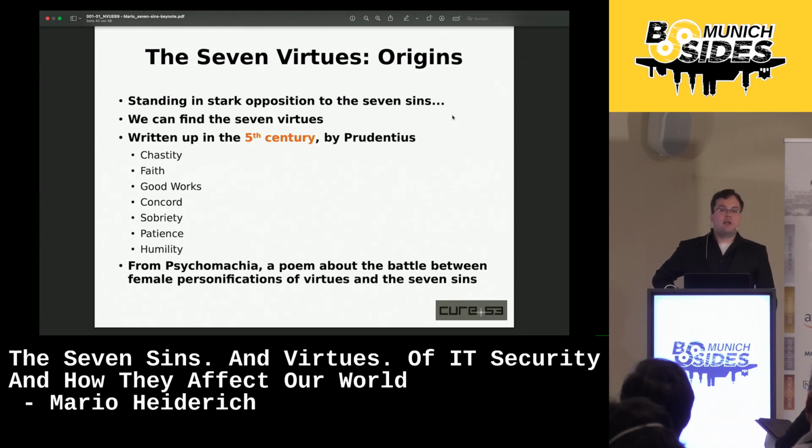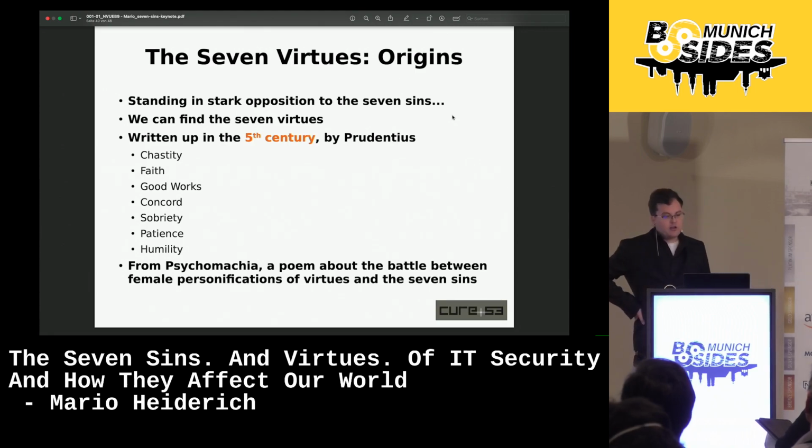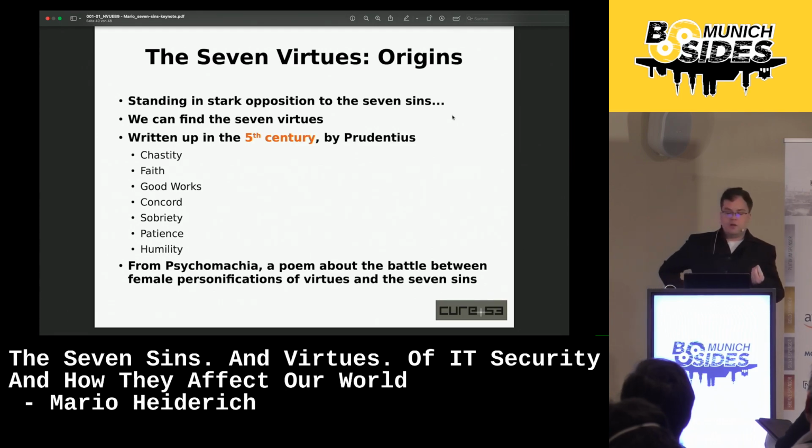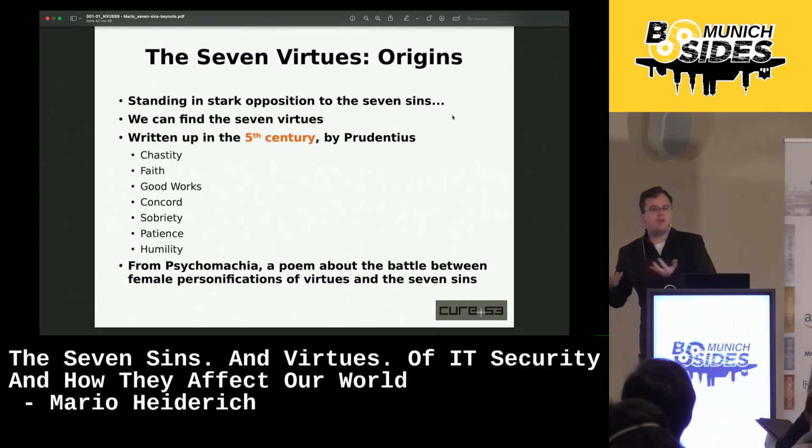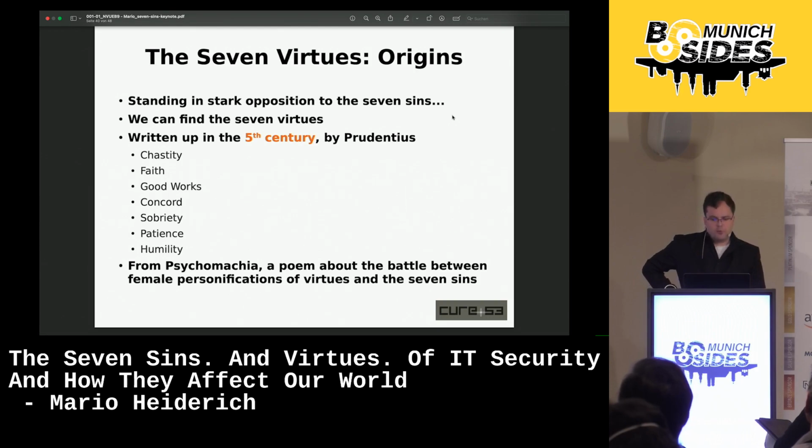And they again gained traction more broadly through a poem that was battling between the female personifications of the virtues and the 7 sins, and then offering a showdown. And that poem, if you're interested, was called Psychomachia. Very interesting material, and might be useful to kind of deepen the material on this particular talk.